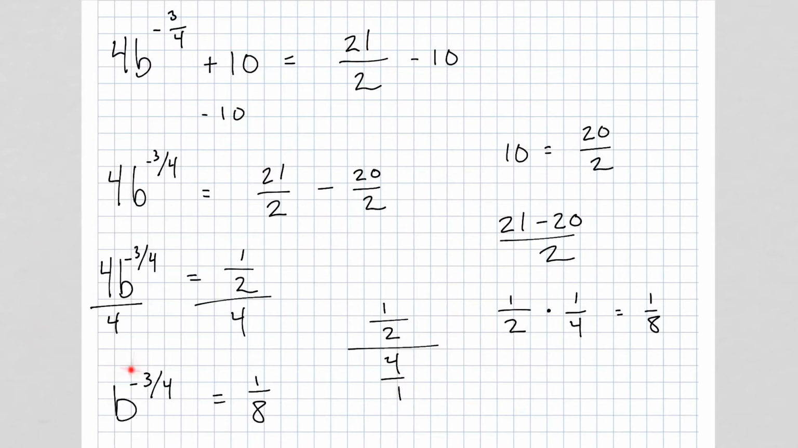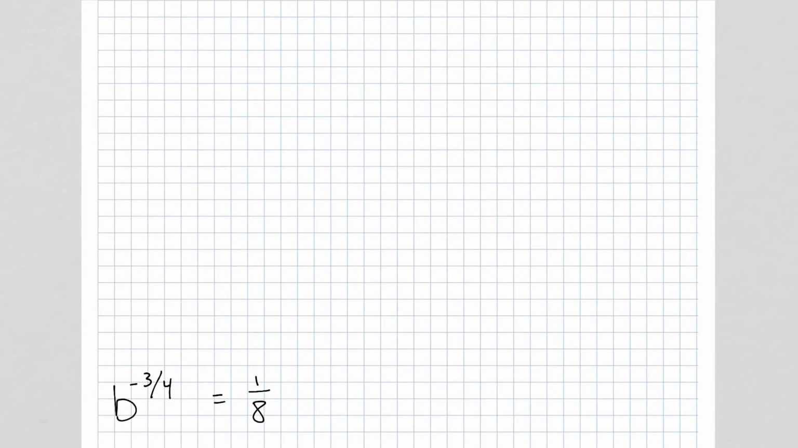Okay, we've made it down to this point here. I'm going to go ahead and erase all this stuff. If you don't have it already, go ahead and put this video on pause. Make sure you have it all written out. And what we're left with is this b raised to negative 3/4 equals 1/8.